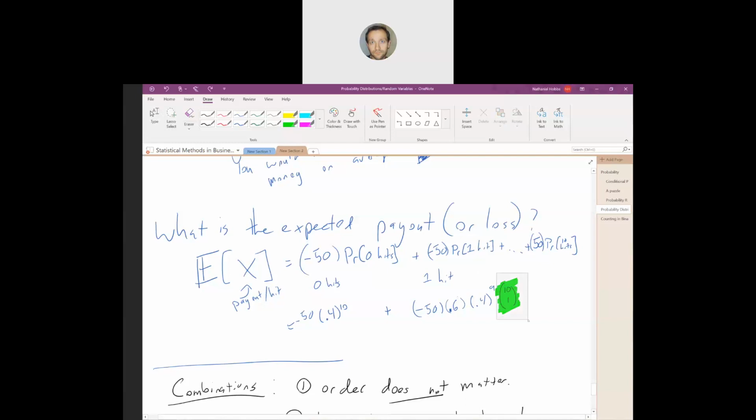So the 0.6 times 0.4 to the ninth, that is hitting one ball and missing 9 of them. Right. Does it matter which of the 10 that he hits? No. So in 10 swings, how many ways could he hit the ball one time? 10 times. And 10 choose 1 is equal to 10. That's why. Okay. Yeah, because it doesn't matter.